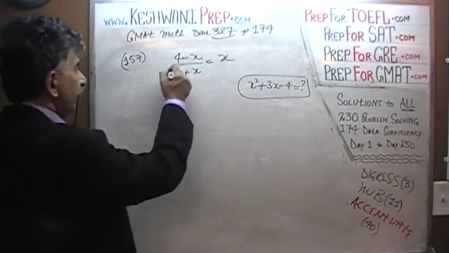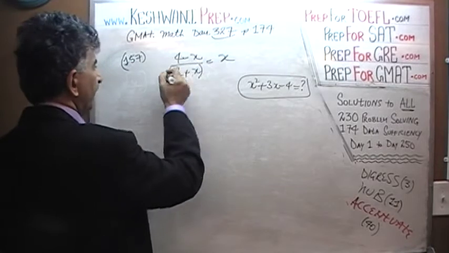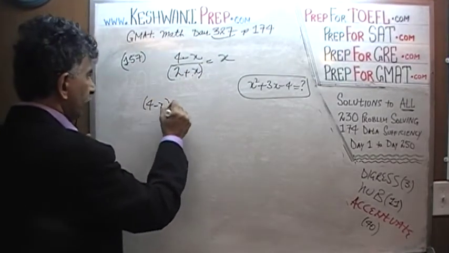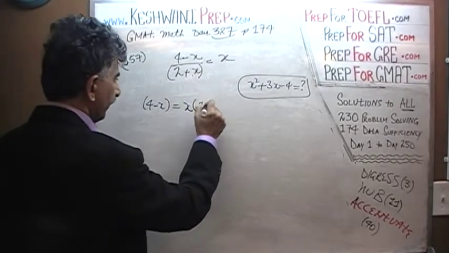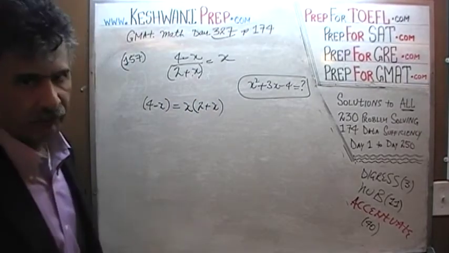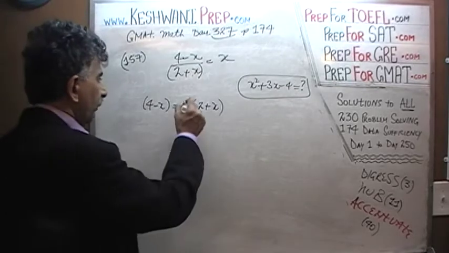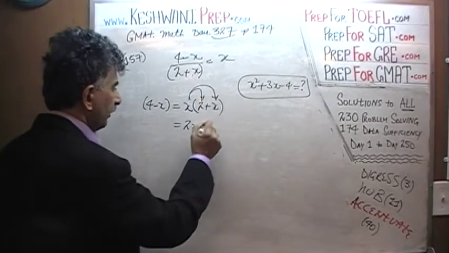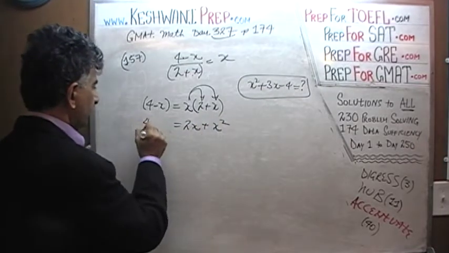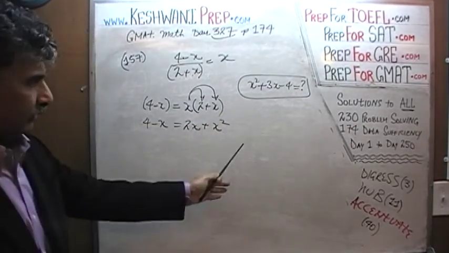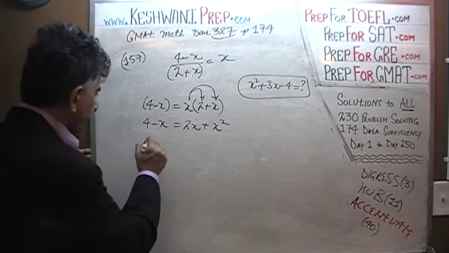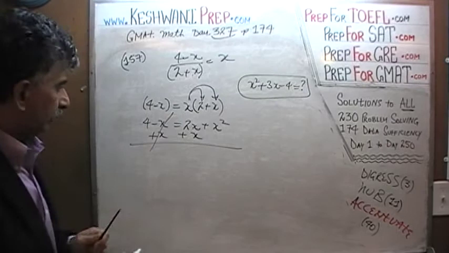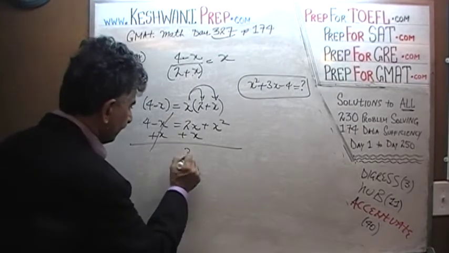Let's cross multiply both sides by 2 plus x, so we end up with 4 minus x equals x times (2 plus x). Let's just see what it gets us. Open the parentheses, we get 2 times x, and we get x squared. We get 4 minus x here. Let's bring everything on this side, so let's add x to both sides. We can get rid of this x. 2x plus x is 3x.